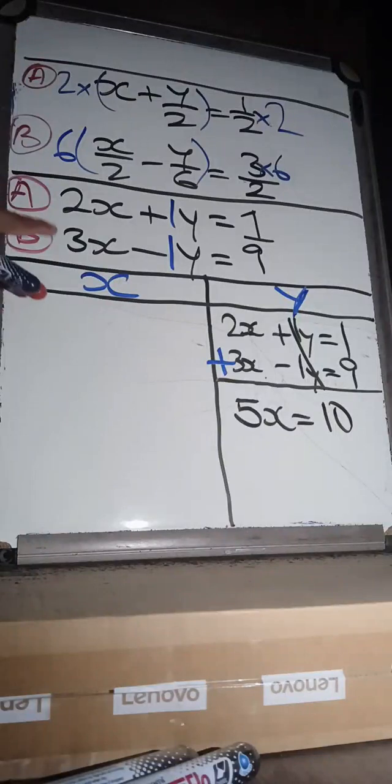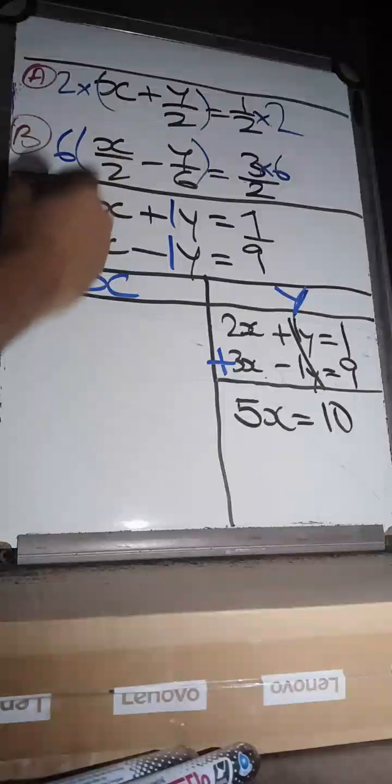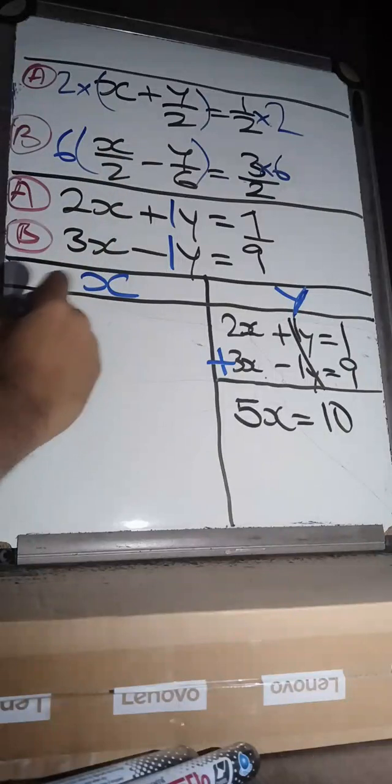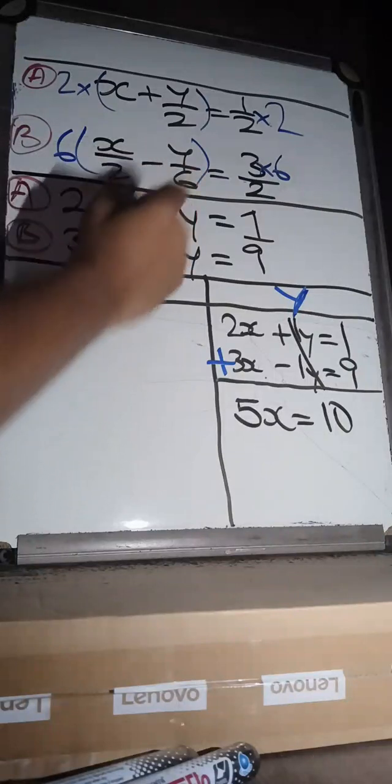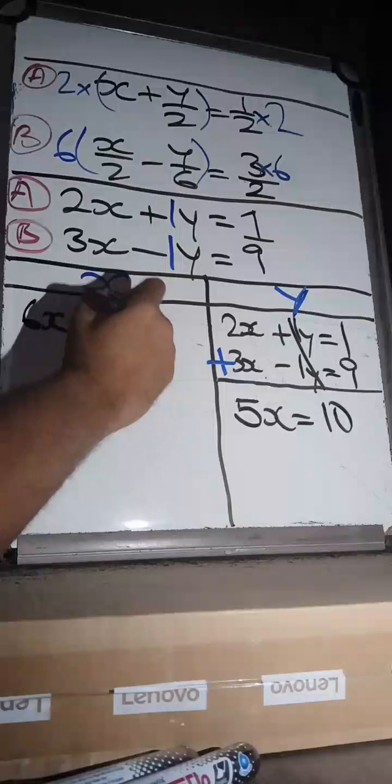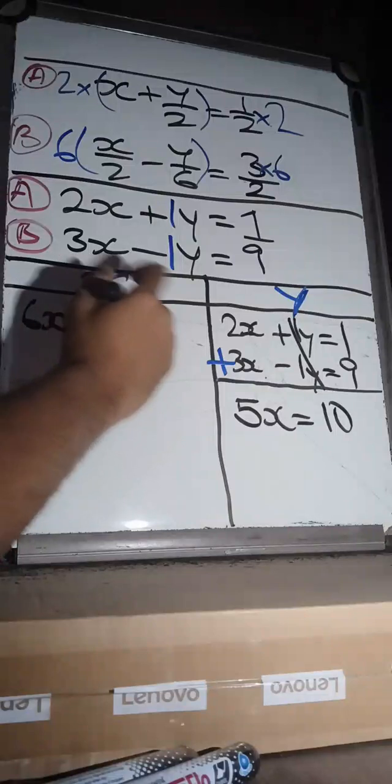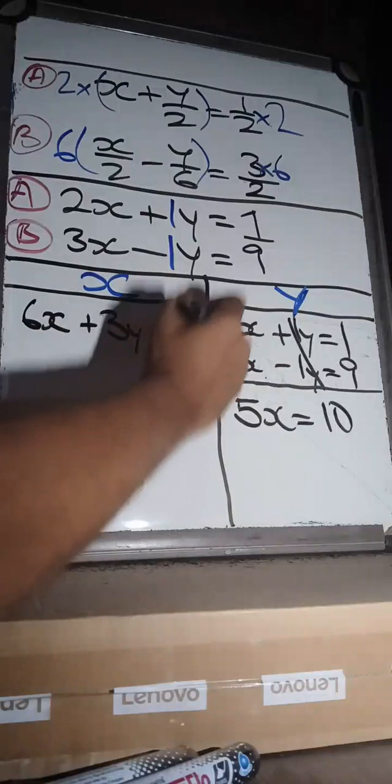Now, this one is a little bit more work. We multiply this up here by 3, and that down here by 2. So we just have to be mindful of what we're doing, right? So 3 times 2x is going to be 6x. 3 times the 1, we'll have plus 3y. 1 times 3.